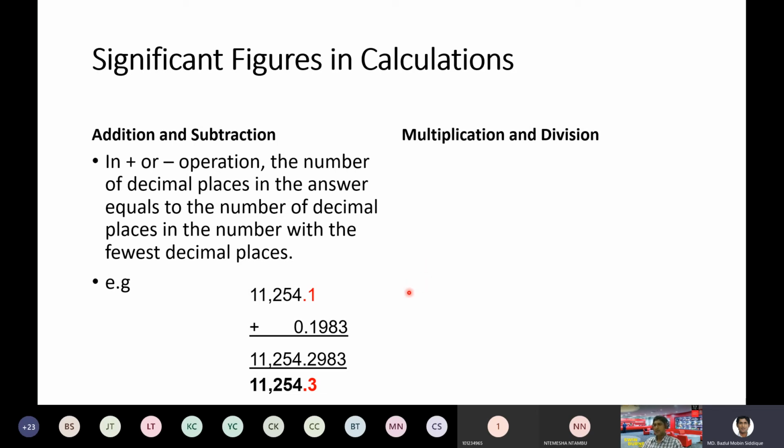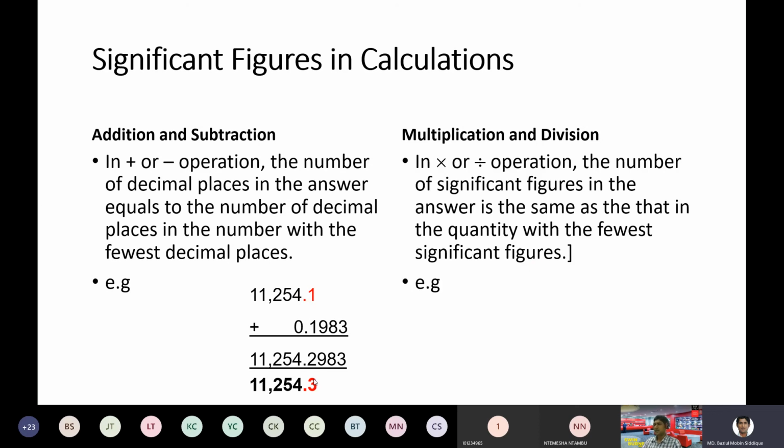Okay, so the thing is, since there is only one decimal place in the smallest one, the lowest one, the final result is expressed in one decimal place. Not like 11,254.29 or 298 or whatever, right? It will be expressed following the lowest number of decimal places there.